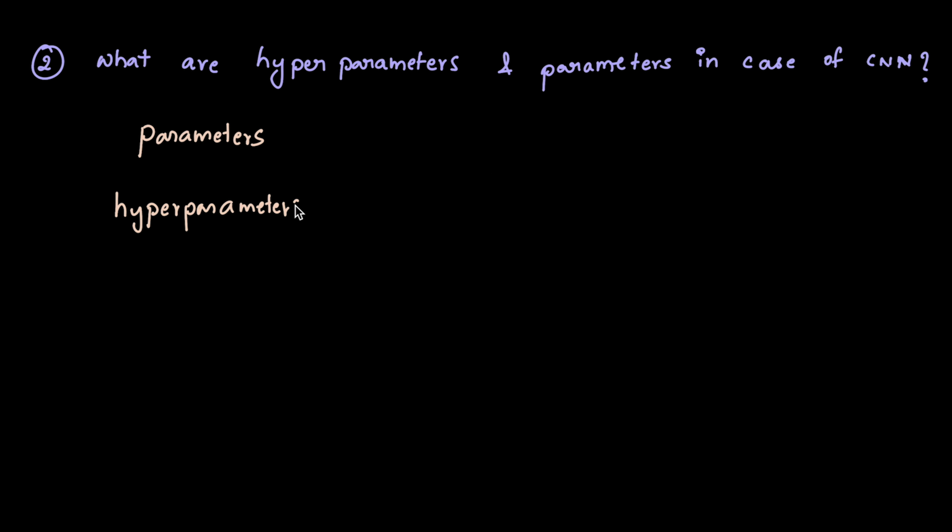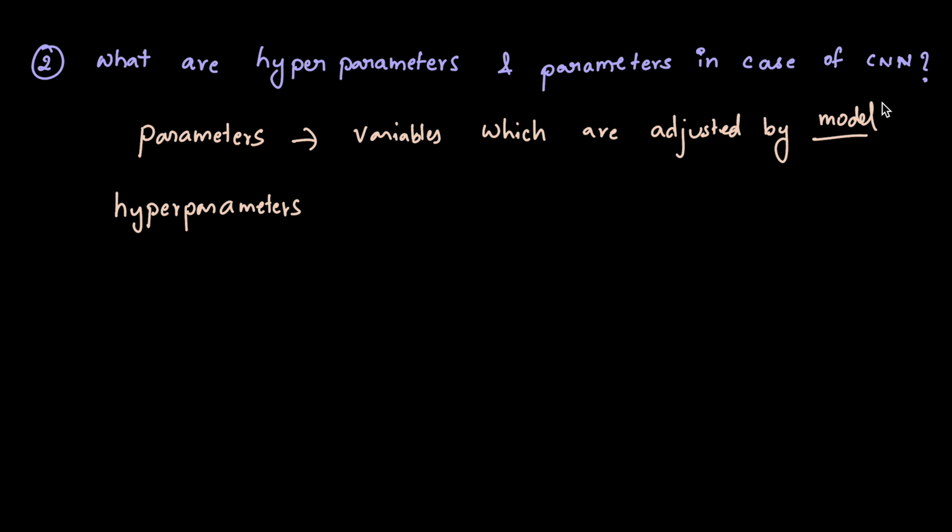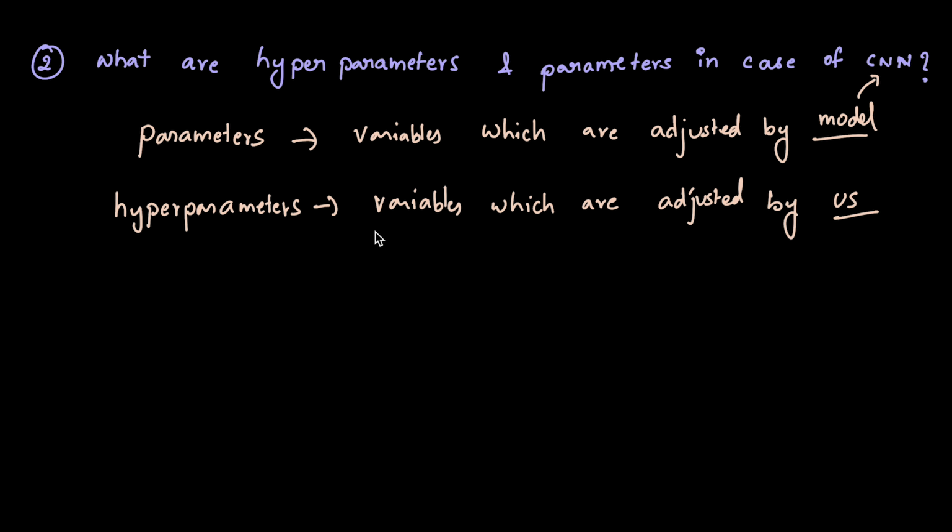Basically, parameters are the variables which are adjusted by whom? I think by now you might already know this. I have discussed this multiple times. Parameters are the variables which are adjusted by the model, and here the model that we are using is CNN. Similarly, the variables which are adjusted by us, the programmer, are the hyperparameters.